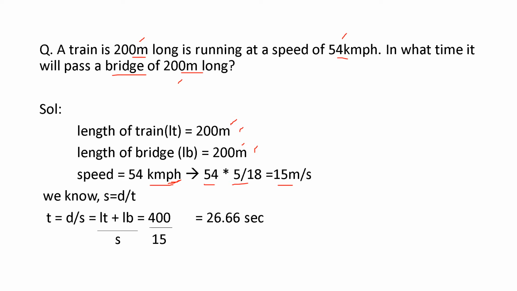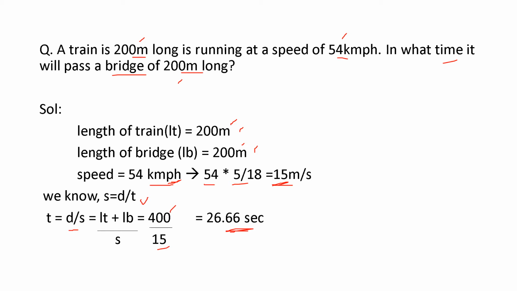We know that S is equal to D by T. Here T we have to find, in what time. So T is equal to D by S. Here D is the length of the train plus the length of the bridge. We have seen the formulas, right? So LT plus LB divided by S. 200 plus 200, it is 400, and S is 15. See, speed is 15, and you get 26.66 second. That's the time.